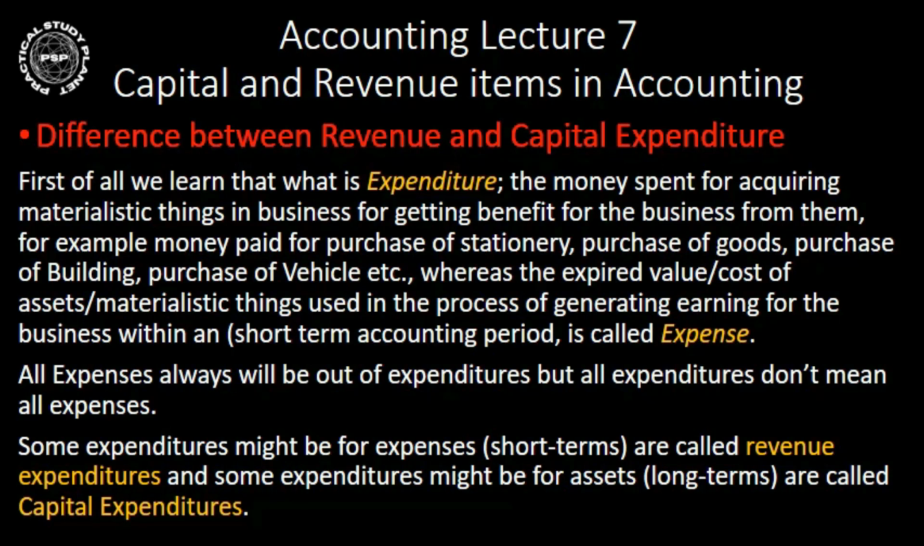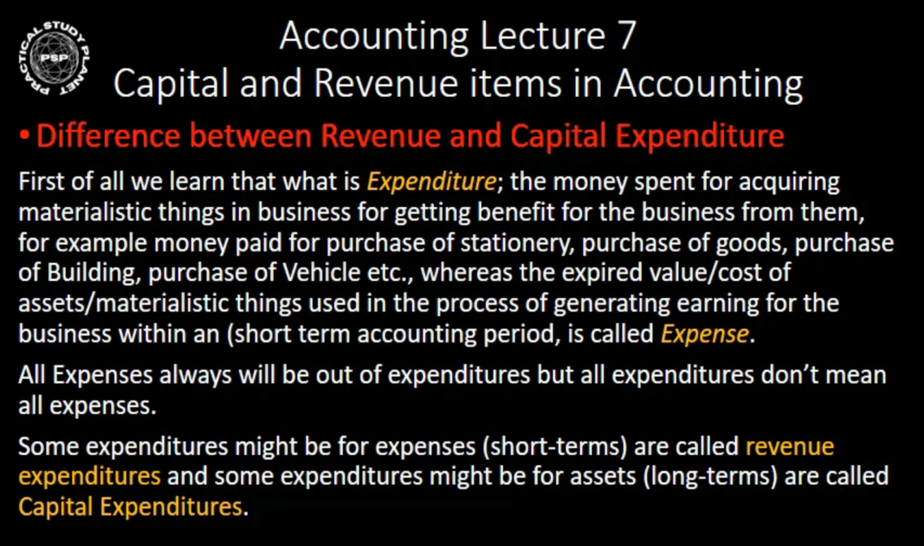Difference between revenue and capital expenditure. First of all, we learn what is expenditure. The money spent for acquiring materialistic things in business, for getting benefit for the business from them. For example, money paid for purchase of stationery, goods, building, vehicle, etc. Whereas the expired value or cost of assets, materialistic things used in the process of generating earning for the business within a short-term accounting period, is called expense.